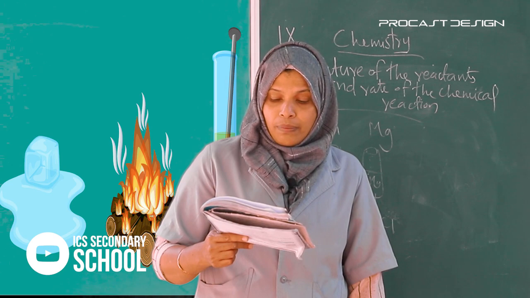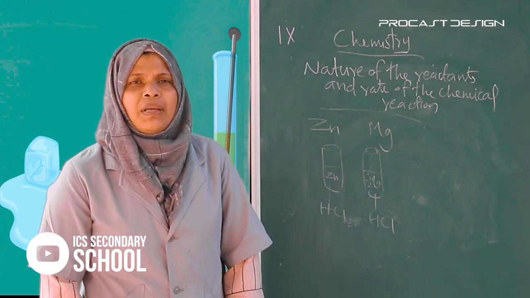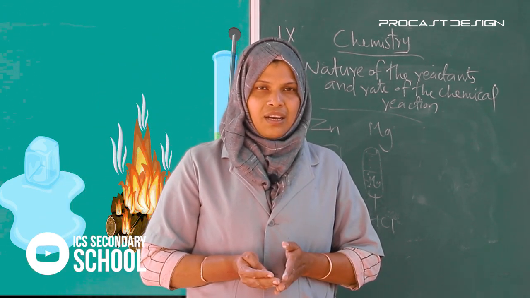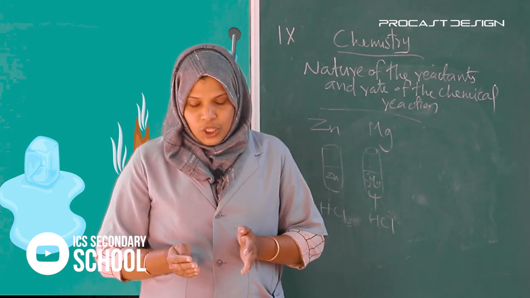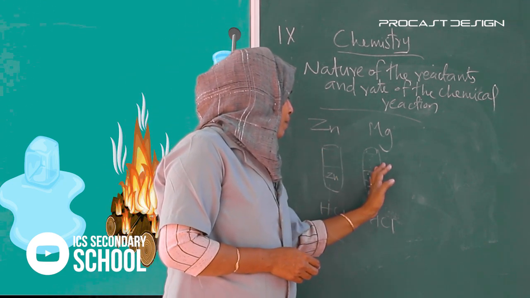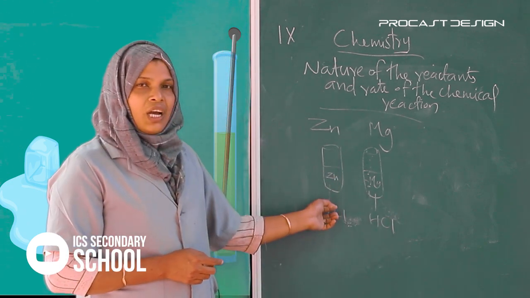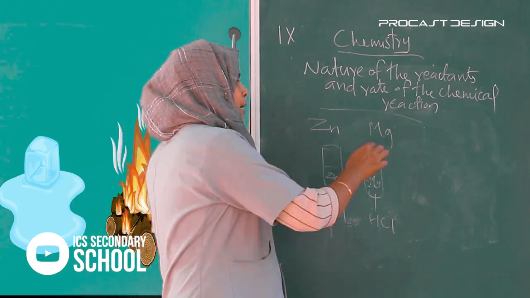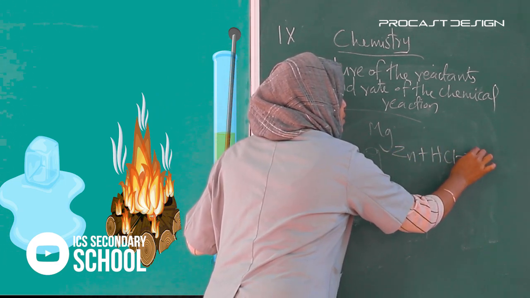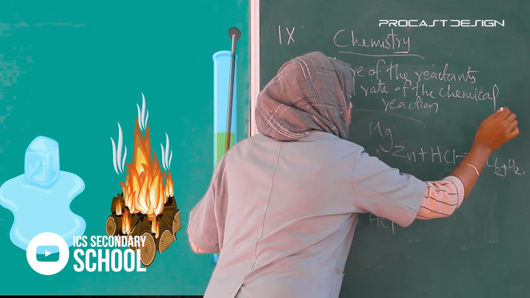Which gas is formed during this reaction? You have already studied the chemical reaction between zinc and HCl or magnesium with HCl. Can you tell me which gas is formed when magnesium reacts with the hydrochloric acid or zinc reacts with the hydrochloric acid? Okay, zinc reacts with the hydrochloric acid, ZnCl2 plus H2 is formed.